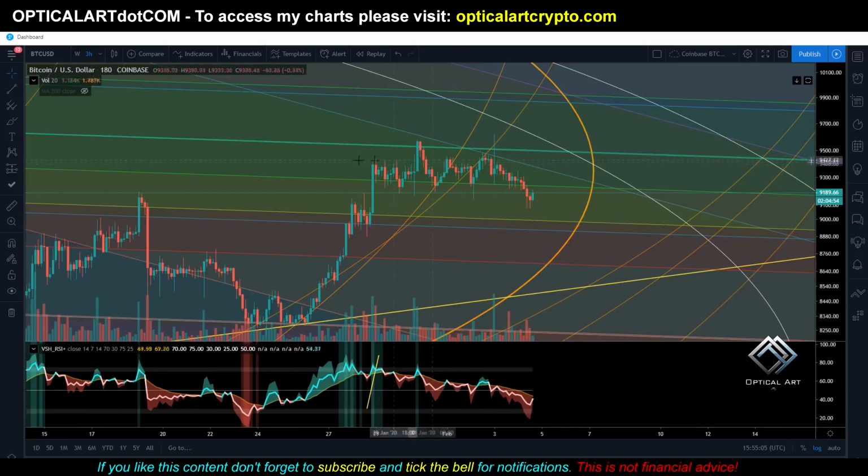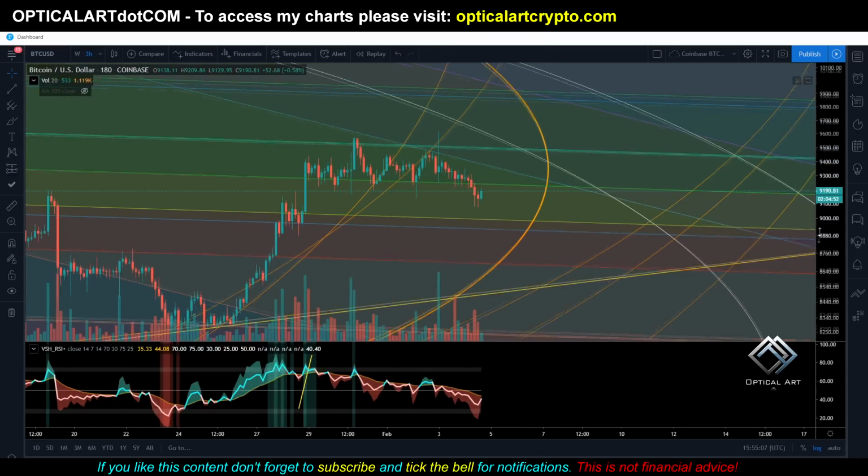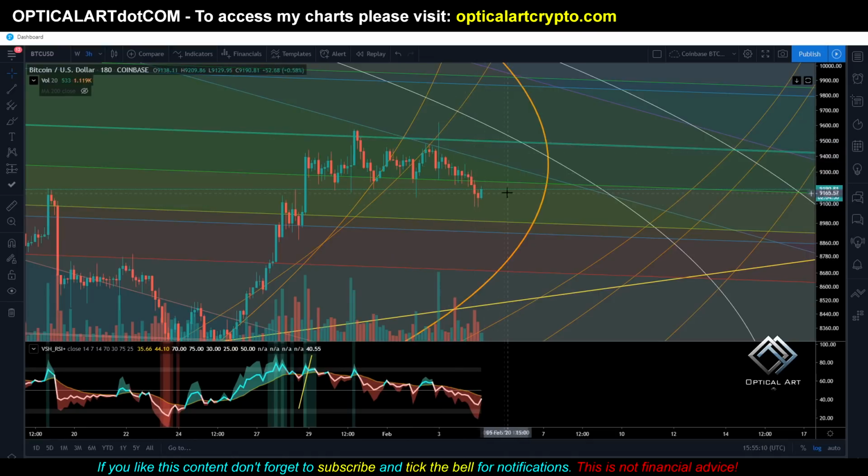This is another Coinbase chart. Again, I added some fib channels here. So according to this one, your first support is going to be around 8,996. You're going to find resistance right here at 9,243, and then this ring could potentially play a role to send us up or down.